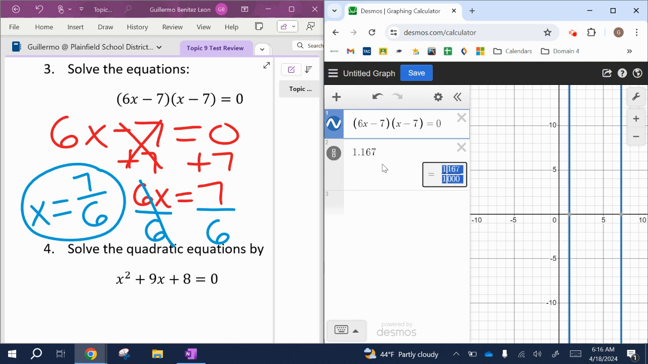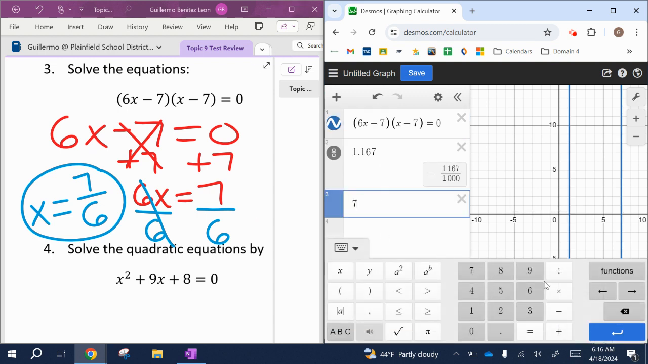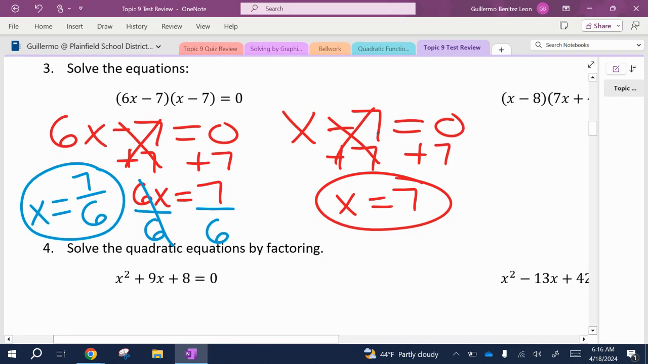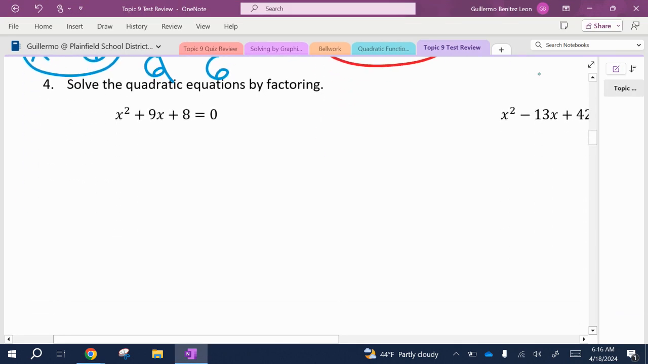That's coming up a little different. Probably because I rounded. It's probably a longer decimal. But 7/6 is about 1.167. Or let's see if I work backwards. What's 7 divided by 6? You see 1.167. So these decimals are pretty close. It's just rounding. All right. Moving on to the next one.